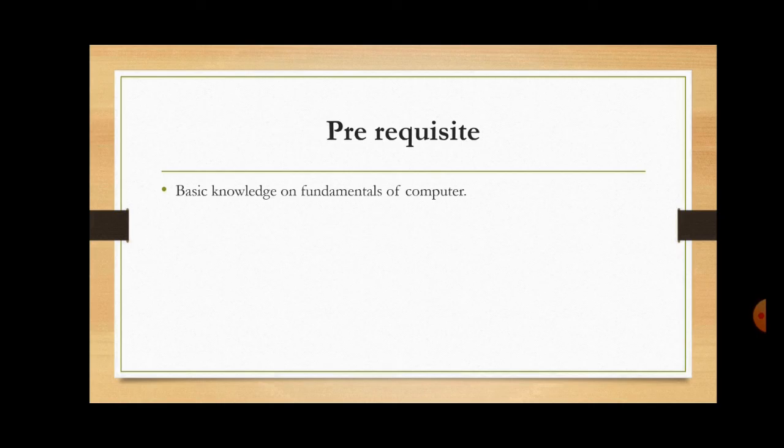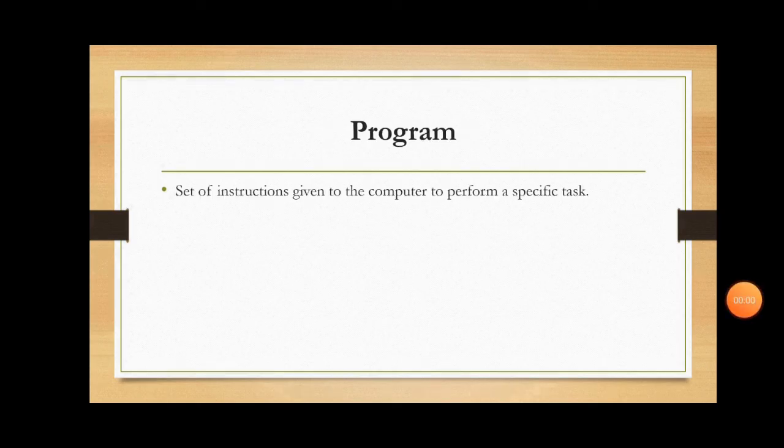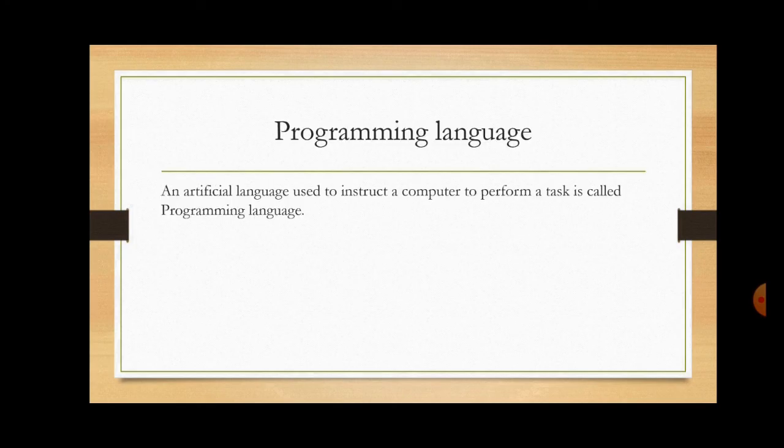If we want the computer to do a certain task, we must give proper instructions to perform that task. We normally do it by writing a computer program. A program is a set of instructions given to the computer to perform a specific task. To write a computer program, we use a language called a programming language. A programming language is an artificial language used to instruct a computer to perform a task.